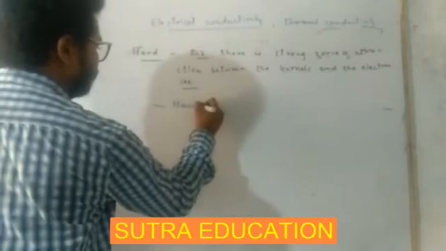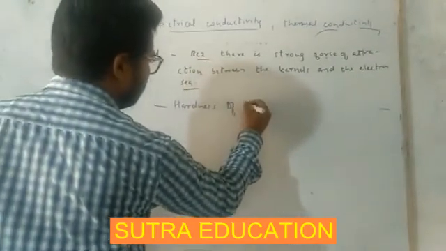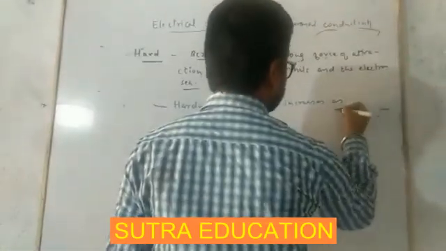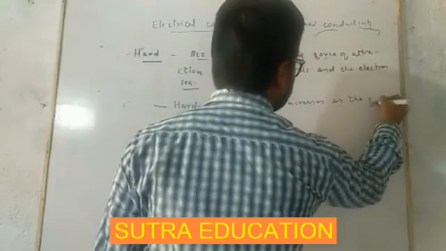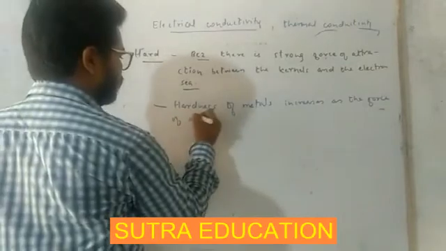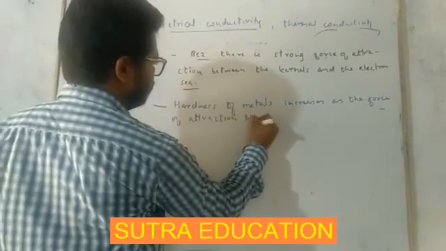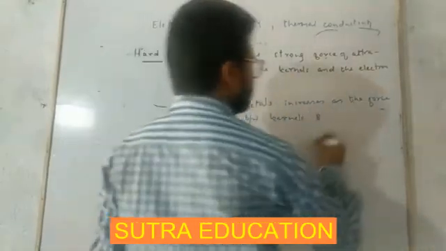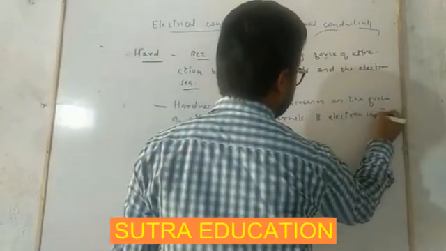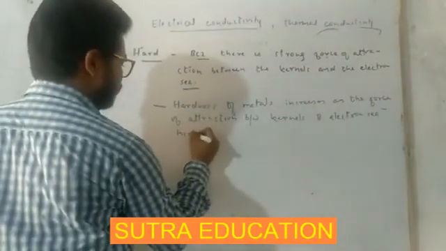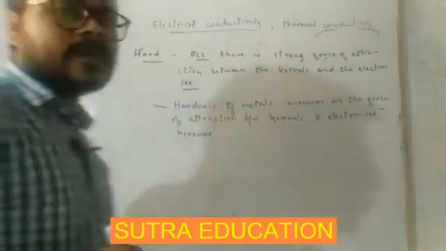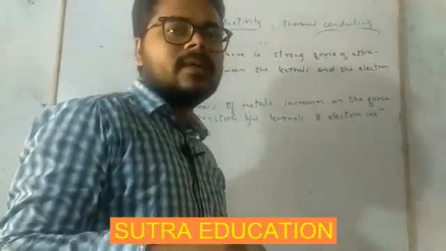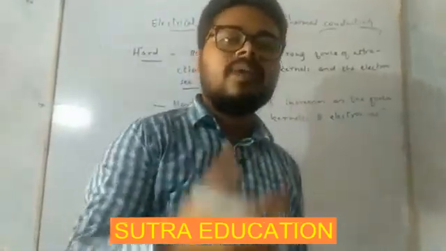So we say hardness of metals increases as the force of attraction between kernels and electron sea increases. How will the force of attraction between kernels and electron sea increase? As there will be more electrons present.